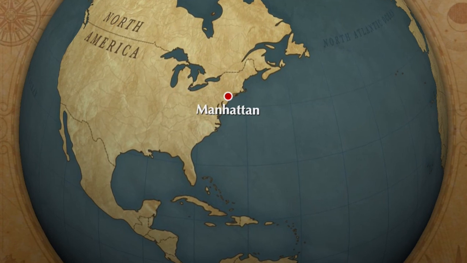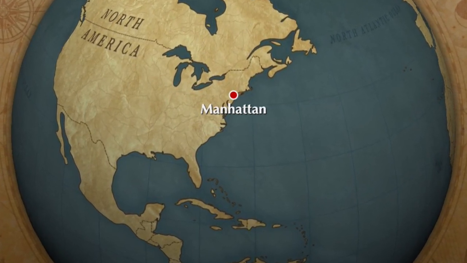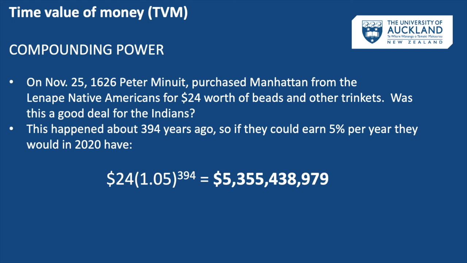So if we do the simple math, this happened 394 years ago. So if they could earn a fairly low 5% interest rate each year, in the year 2020, how much money would they have? How much would that $24 be worth if they were able to continually invest it? Taking that $24, we just multiply it by 1 plus the interest rate, which comes out to be 1.05, and then we exponentiate that by the number of years, 394. And if we do that, it comes out to be $5,355,438,979 in current dollars. So $5 billion for the entire island of Manhattan.